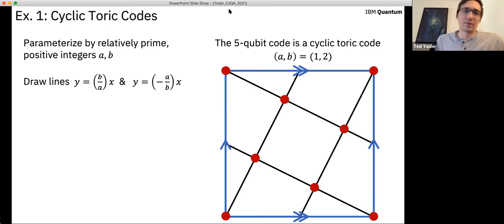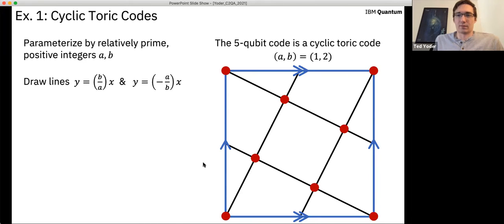Right, so the first example here is a family of cyclic toric codes. And these are all parameterized by relatively prime integers, a and b. And the idea is that you draw these lines, y equals b over a times x, and y equals minus a over b times x.